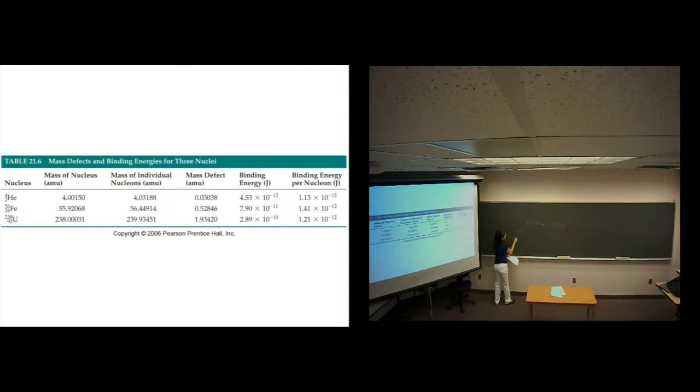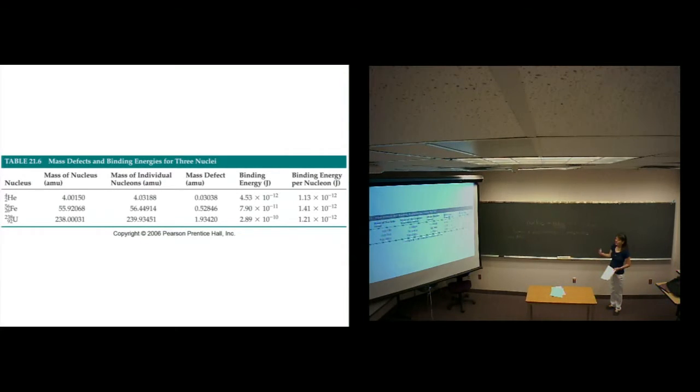So let's write that down. Mass defect is equal to the mass of the nucleons minus the mass of the nucleus. That's what it is, nucleons. So let's just work this first example with helium. Let's do that example here, the first one.